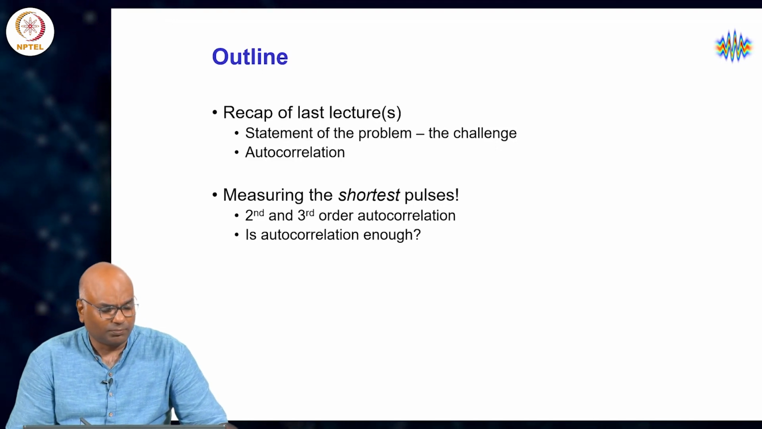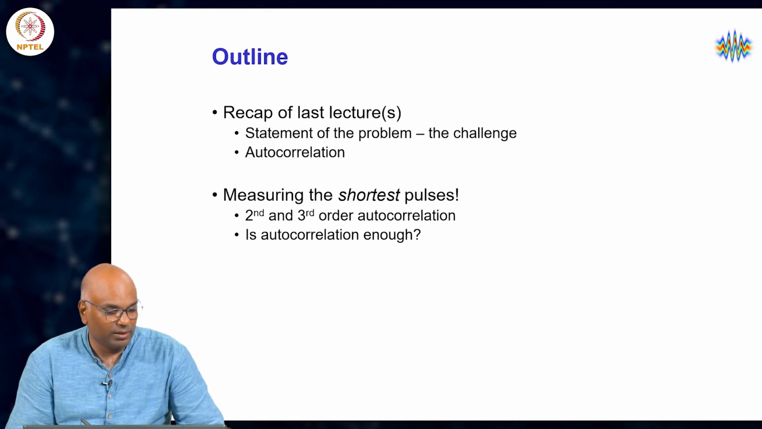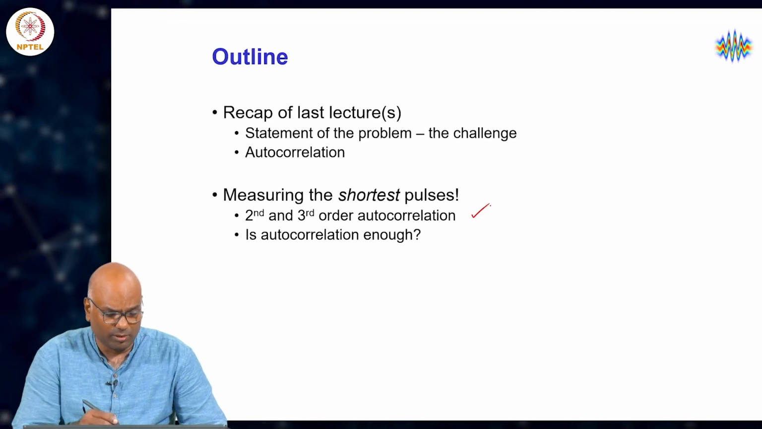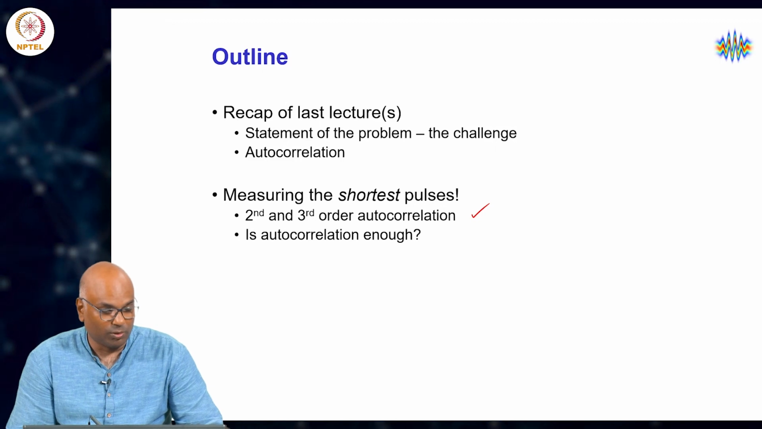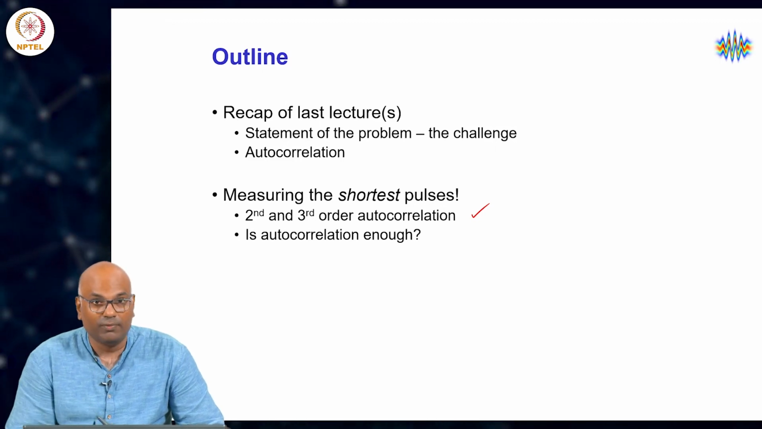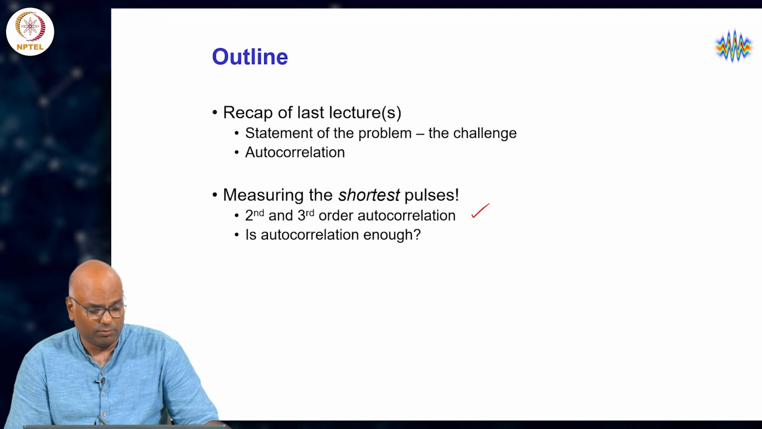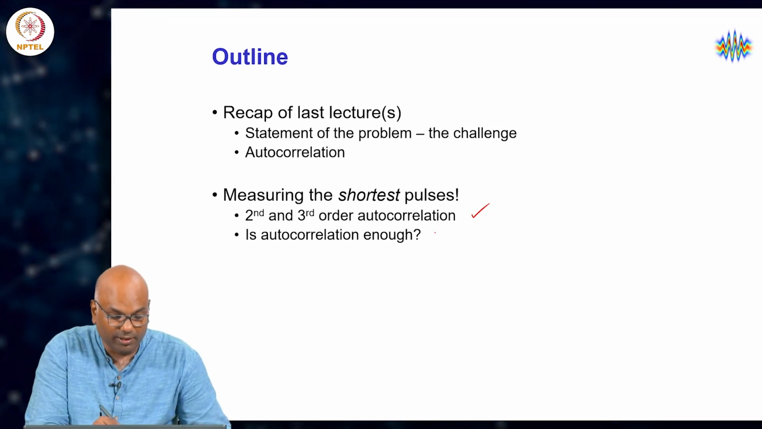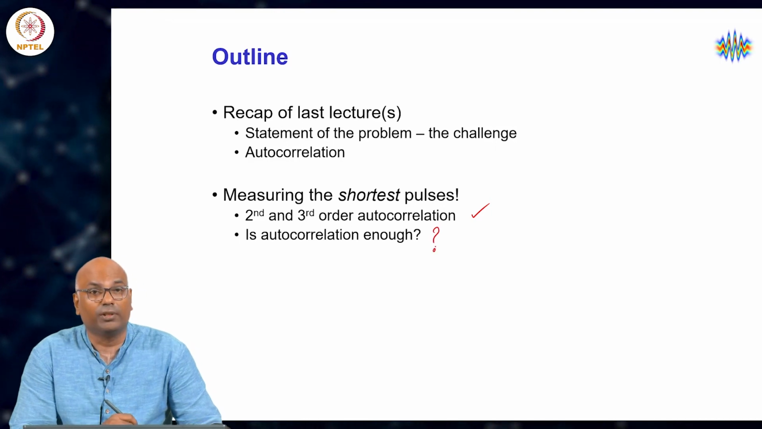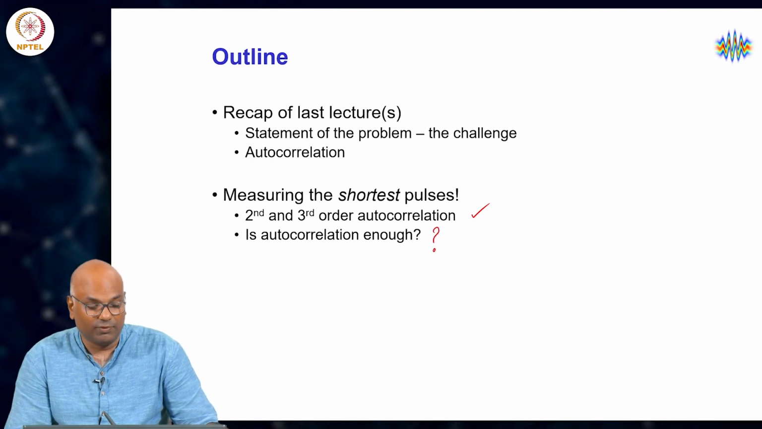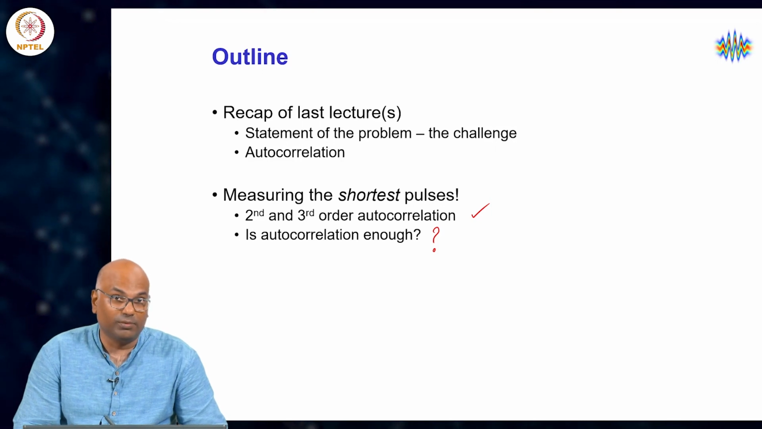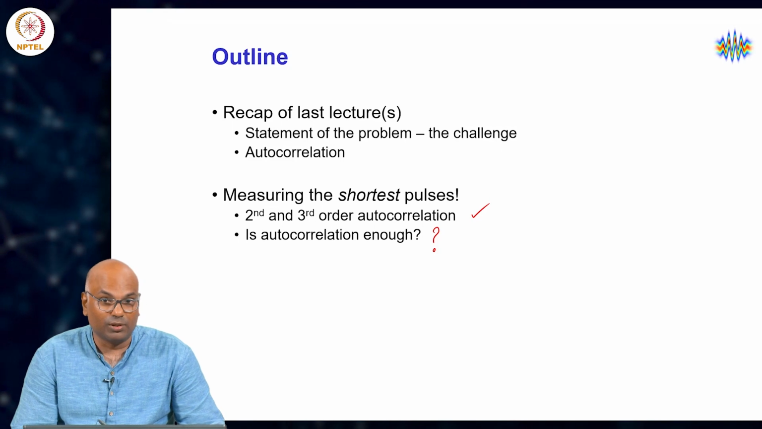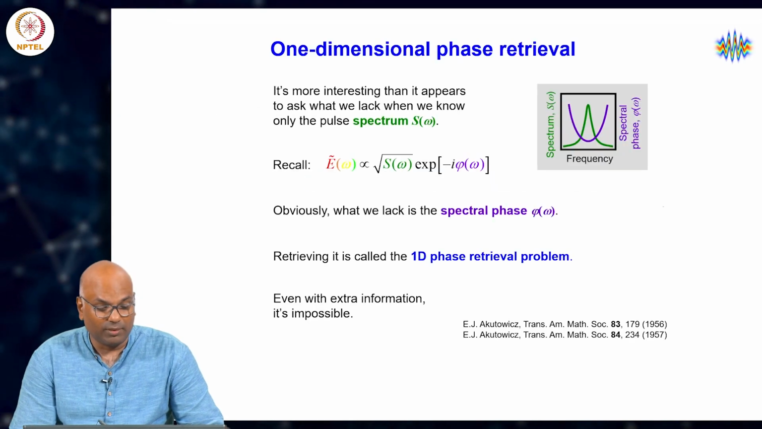So, what we looked at in the previous lectures has been about second and third order autocorrelation. We stated the problem, we figured out the details of second and third order autocorrelation, and today we will be addressing this very important question of is autocorrelation enough or not, and if it is not enough, then what lies beyond and what are the issues, what are the solutions. So, let us take up that.